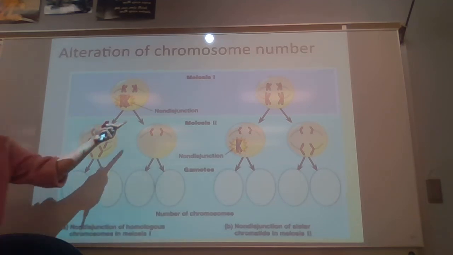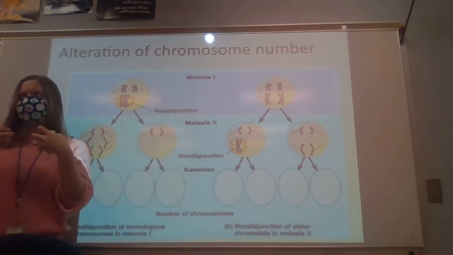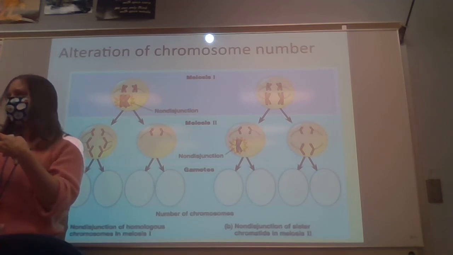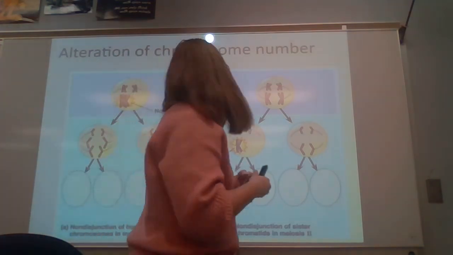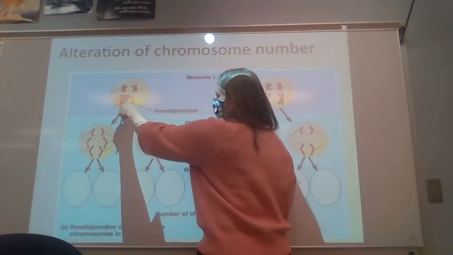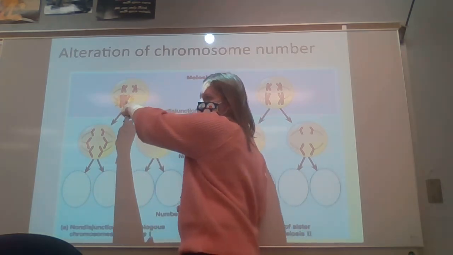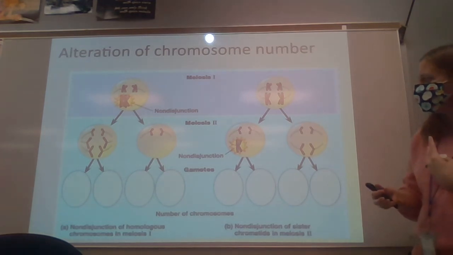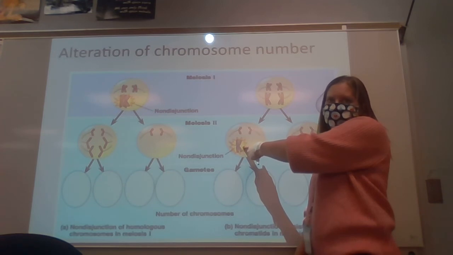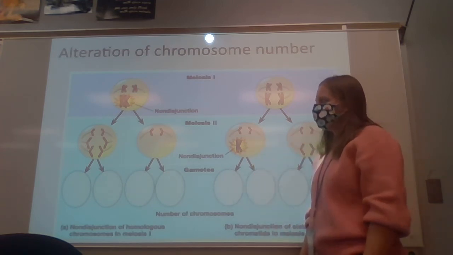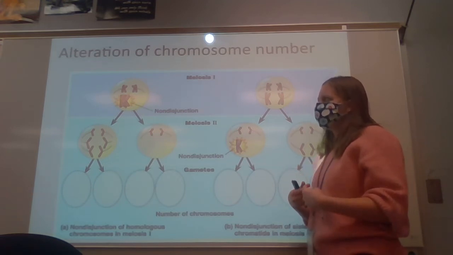Yes, what do you think disjunction means? Separation. Disjunction means to separate. So non-disjunction means that they do not, in fact, separate. Okay, so it's kind of a double negative there. They don't separate when they're supposed to. So in meiosis 1, the homologous chromosomes are supposed to separate. In non-disjunction, they don't. Okay. In meiosis 2, the sister chromatids are supposed to separate. If non-disjunction happens, they do not. So non-disjunction occurs when chromosomes don't separate properly in anaphase.